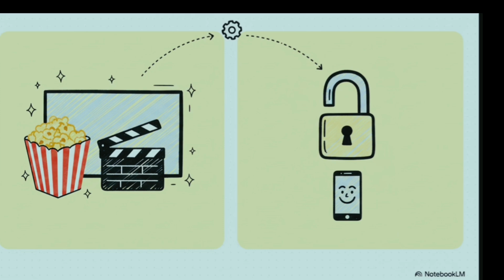The algorithm analyzes your specific watch times, what shows you actually finish, what you abandon halfway through, and even when you hit pause. It then clusters your behavior with millions of other users who share similar viewing patterns to predict, with startling accuracy I might add, what you want to binge next.